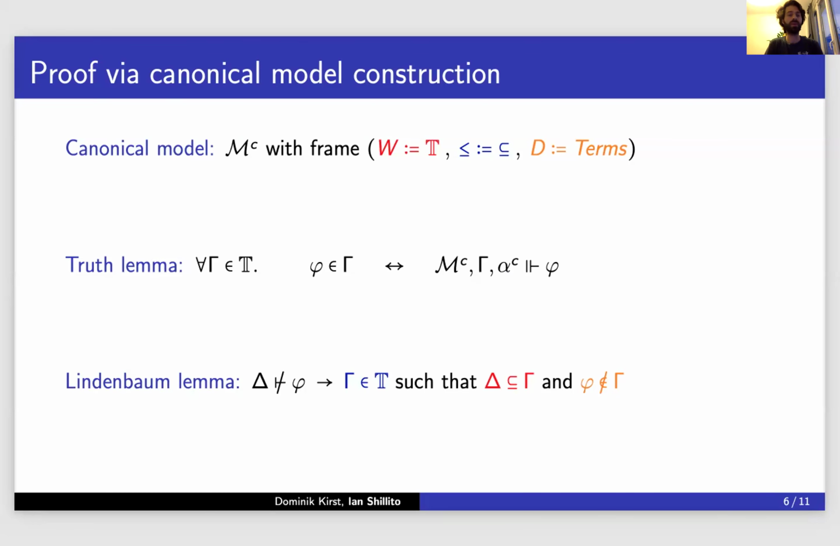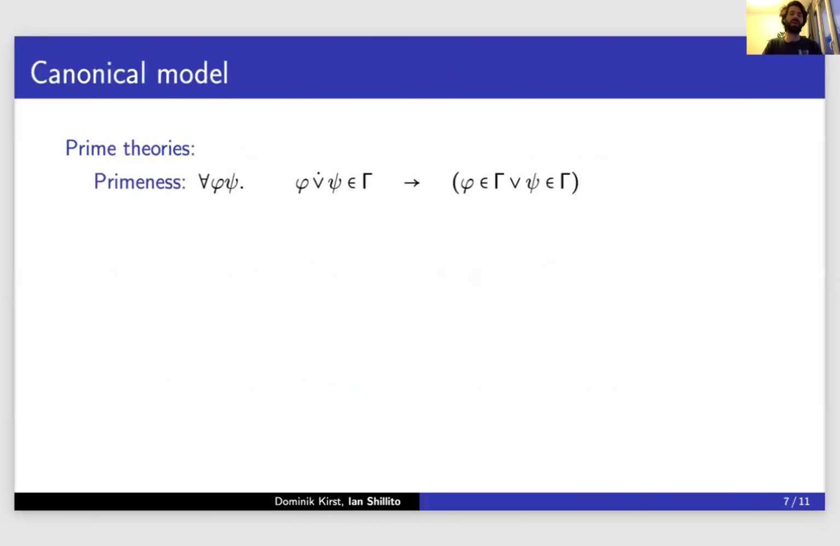Okay, so that's what we're going to do. In the abstract, that's how you do them. And what we're going to do is explain what our canonical model looks like, and what our Lindenbaum lemma looks like, and then we'll try to build up the truth lemma on the way. Okay, so canonical model.